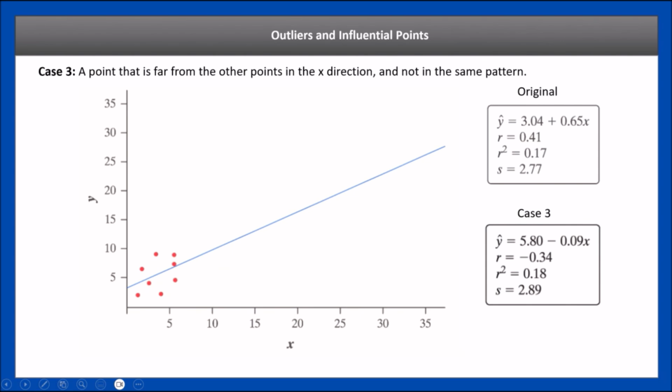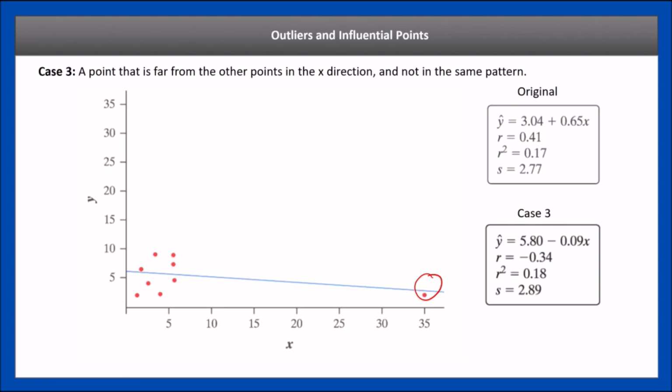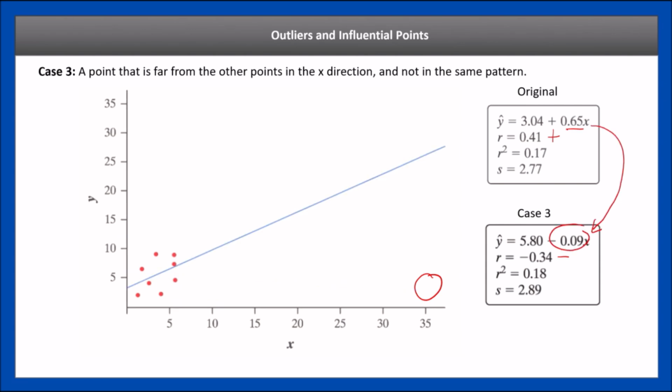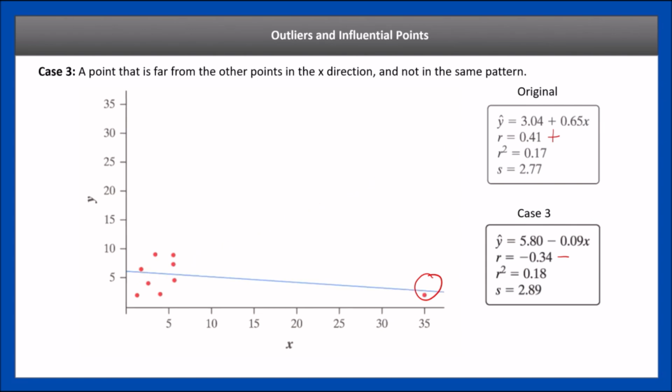So let's look at another case, case 3, and looking at this animation, right? So from the original case 1 to case 3, where we introduce an outlier somewhere down here, right? Notice what happens to the graph. The graph goes from positive slope to negative slope. So here we go from a positive r to a negative r. And that changes the regression line immensely, as you can imagine. Look at the big change in the slopes here, negative 0.09 and 0.65, right? So the graph changed, the equation changed immensely.